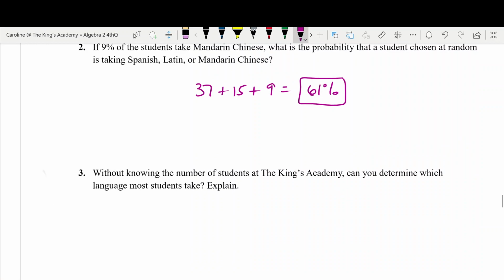All right, without knowing the number of students at the King's Academy, can you determine which language most students take? So, yes or no? Why would you say no?